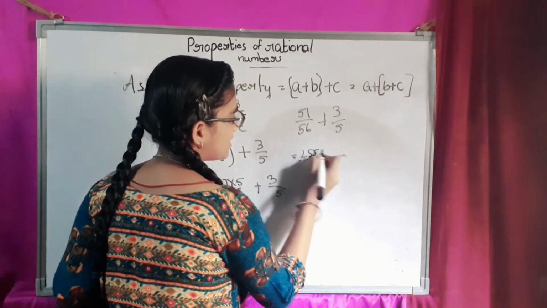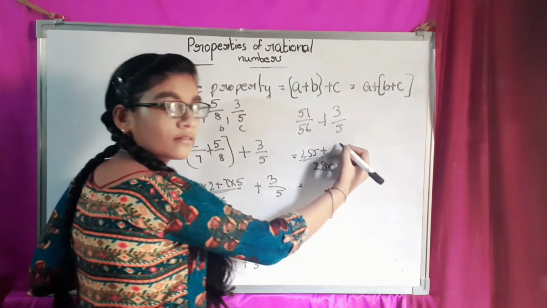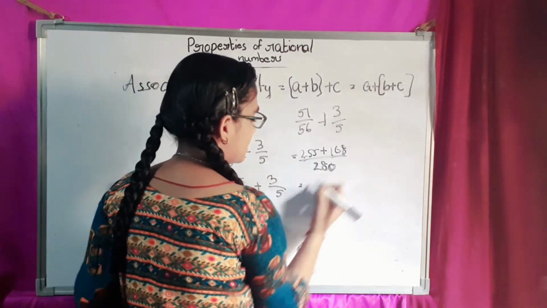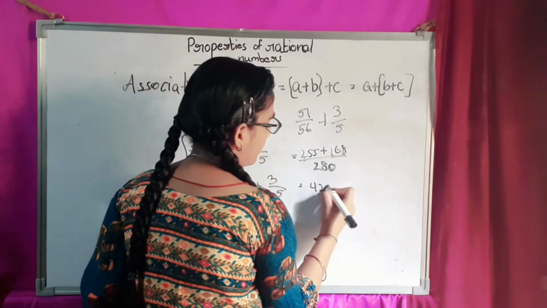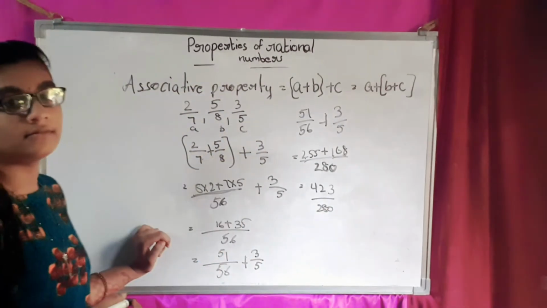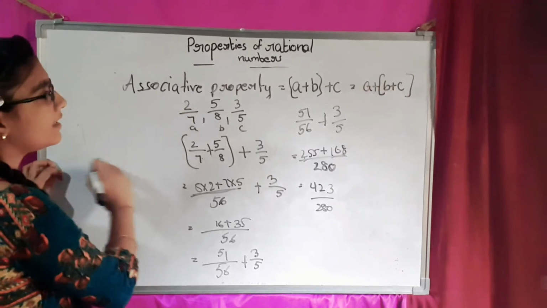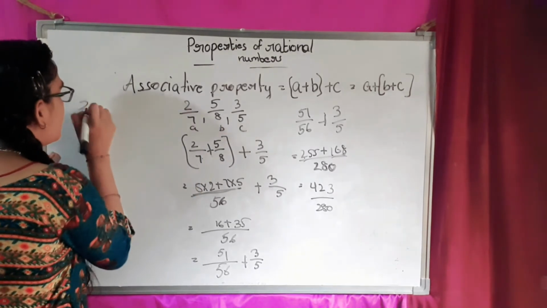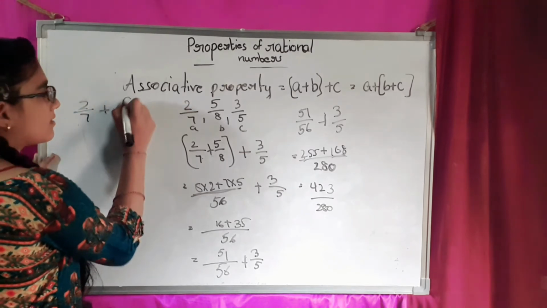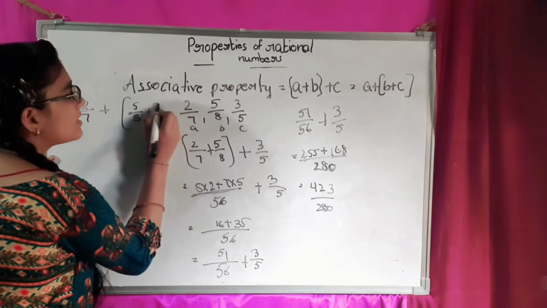255 plus 168 is equal to 423 by 280. Now we will do reverse order. Here 2 by 7 plus 5 by 8 plus 3 by 5.